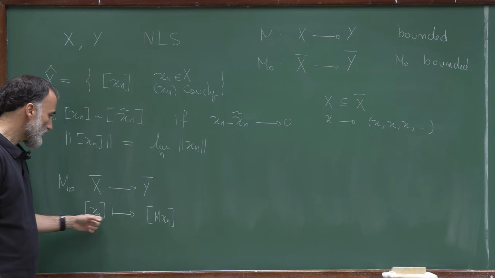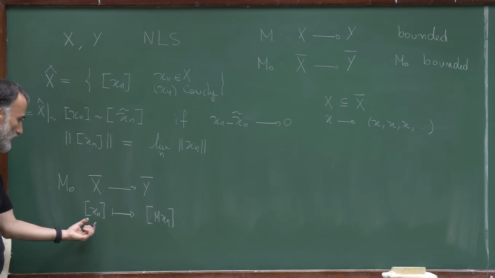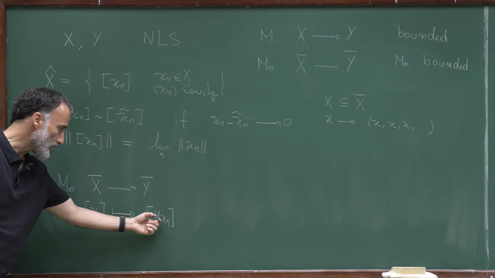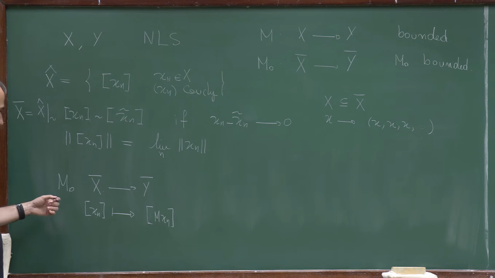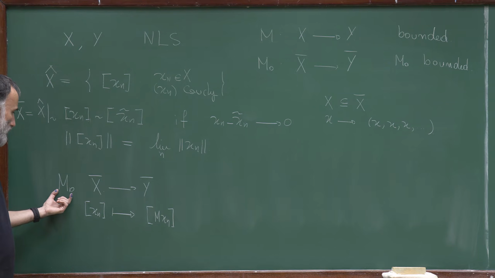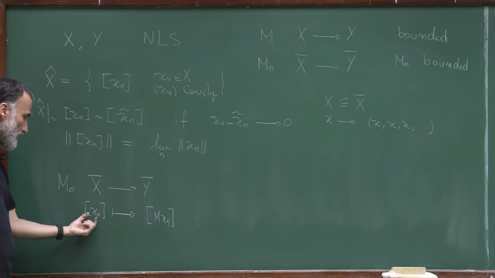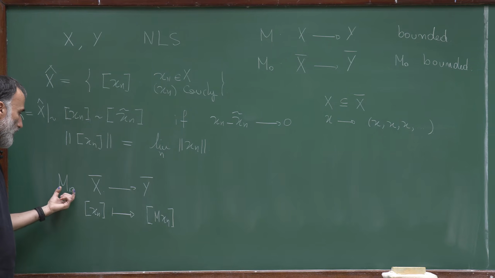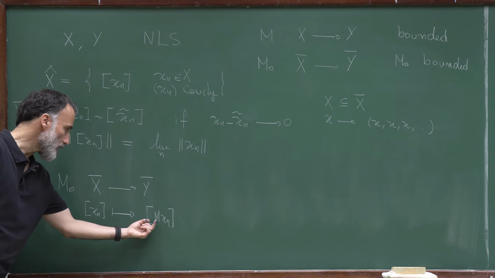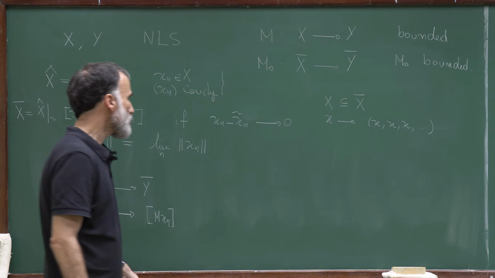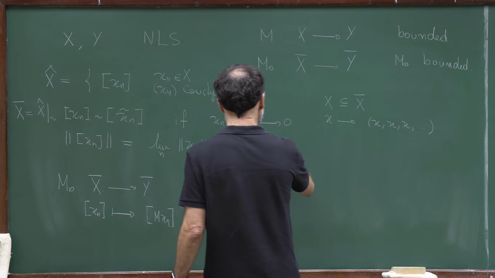And then to show that M0 is well defined. So if I take another element of this equivalence class, I get the same result. And finally, I have to show that with this definition, M0 is linear, it's bounded, and that M0 is an extension, which means that if I take the constant sequence, the image by M0 of this constant sequence is the constant sequence equal to M of x. So let me go step by step.